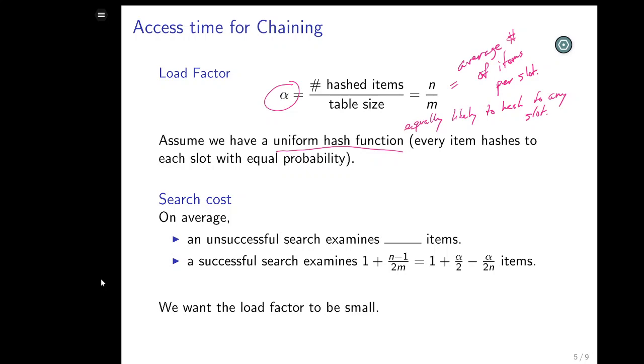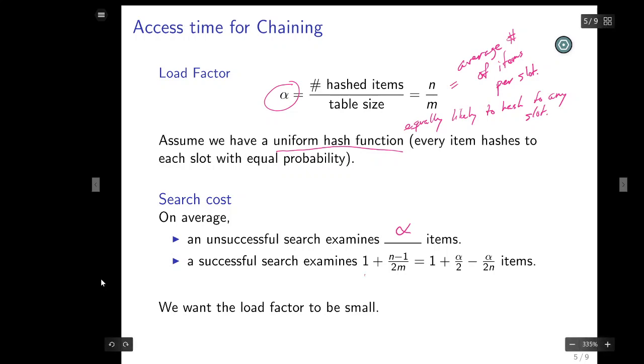It's just alpha. Right? Because you hash to a particular location, and that particular location has how many items in it? It has about the number of hashed items divided by the table size. So in an unsuccessful search you have to walk down that entire linked list, and that linked list has length about alpha. And so you get about alpha cost.